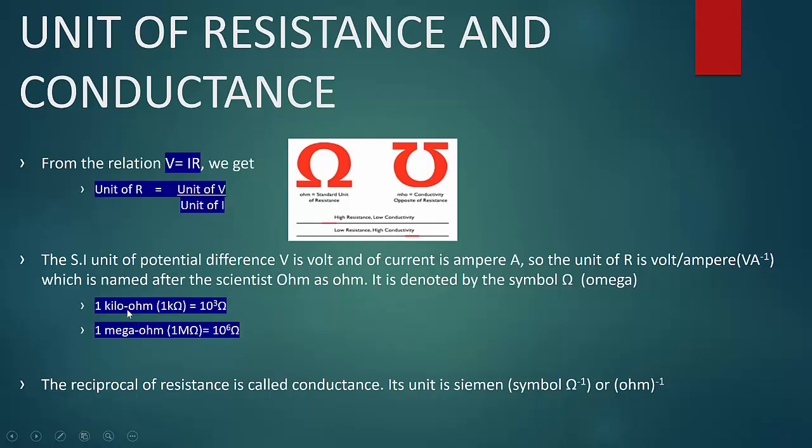There are higher units of resistance. One is kilo ohm, that is 10 to the power 3 ohm, and mega ohm, 10 to the power 6 ohm. And then what is conductance? Conductance is the reciprocal of resistance, 1 by R. Its unit is Siemens, and the symbol is given here, ohm inverse.